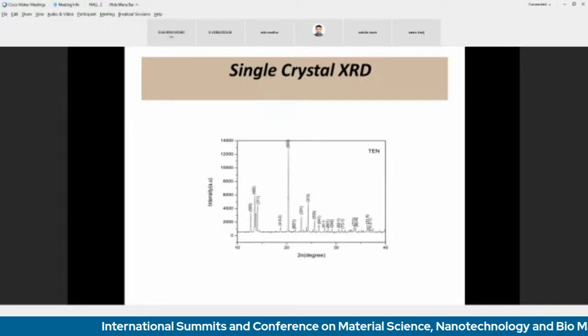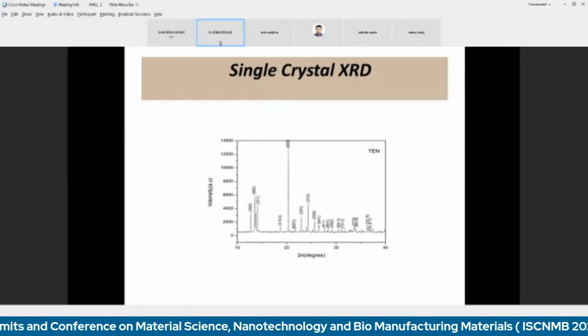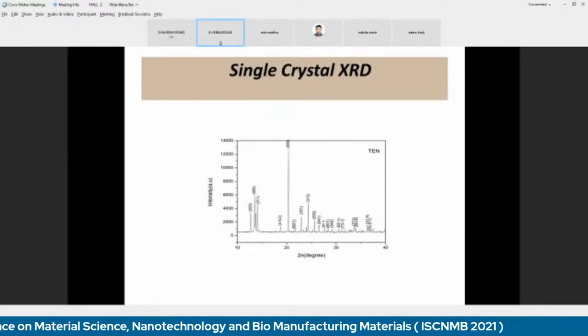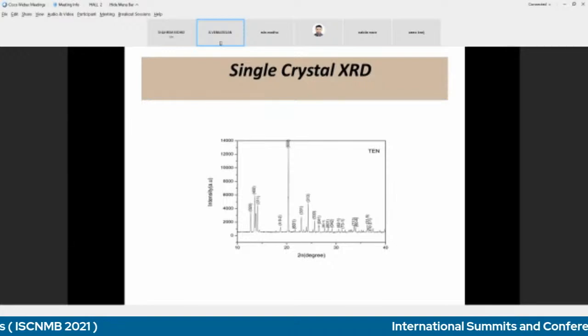To carry out the single crystal X-ray diffraction, I have used a Bruker D8 Advance diffractometer employing Cu K alpha X-rays with a wavelength lambda equal to 1.5406 Angstrom, from 0 degree to 80 degree with a step size of 2 degree.